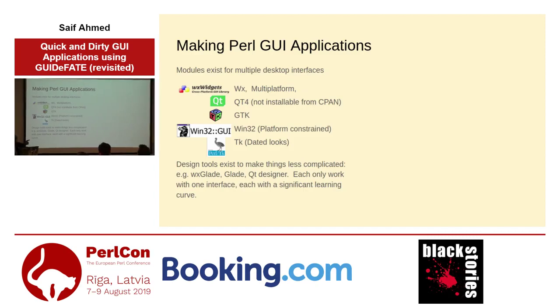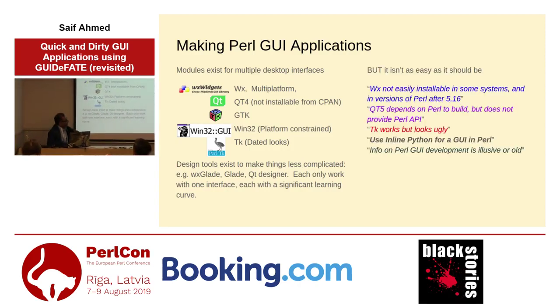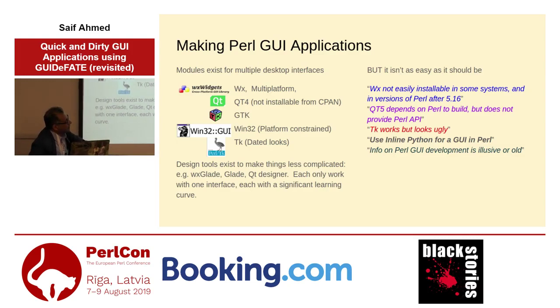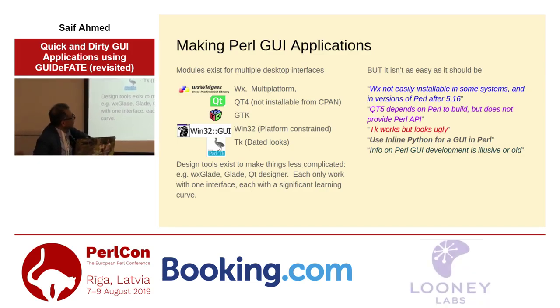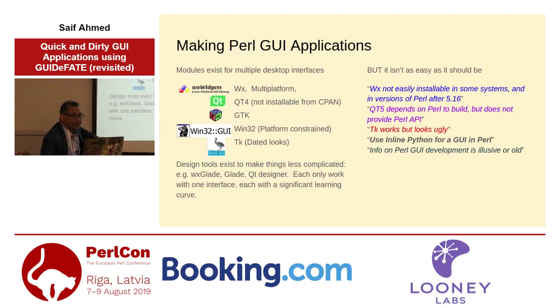WX is the way when you look for GUI, and WX is what I come across. It's not easily installable in versions of Perl after 5.16. Qt 5 needs Perl to install it, but doesn't provide a Perl API. Qt 4 does, and that was an old system. The CPAN version of Qt 4 does not work. You have to get the KDE libraries from their own.